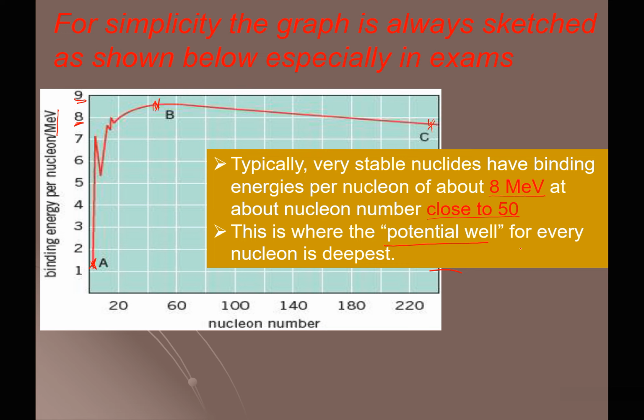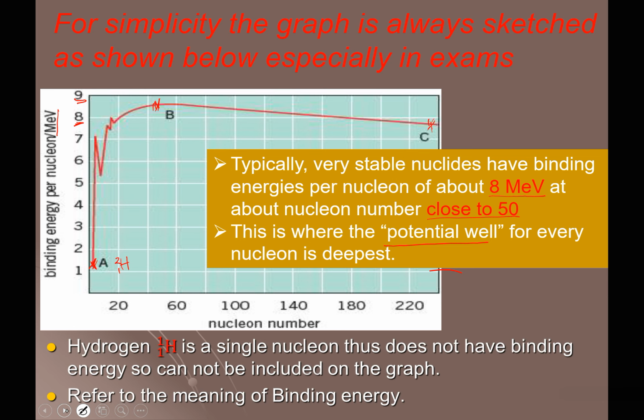I also want you to note that the graph here is supposed to start from deuterium, which is H-2 1. Remember, it starts from H-2 1. And the question was, why isn't hydrogen, or H-1 1, on that graph? If you recall the definition of binding energy as the energy required to separate the nucleons of a nucleus to infinity, when I look at H-1 1, it is just one nucleon. We cannot again separate one nucleon. So the word binding energy does not apply to a single nucleon.